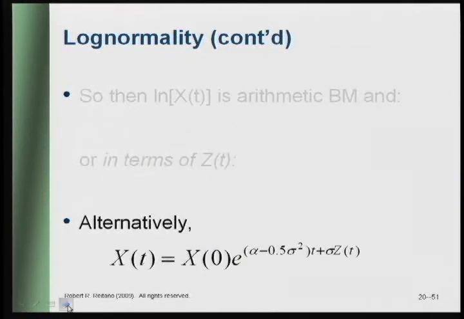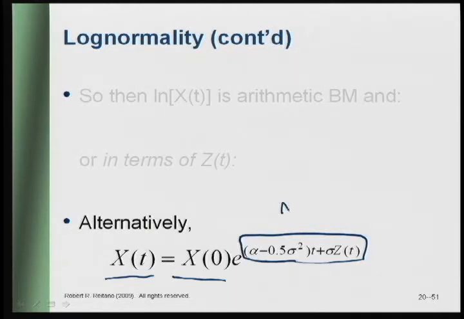Another way of expressing this same thing, and we saw this earlier, is that x at time t is a multiple. It's the value at 0 with a return, and the return is normally distributed, with a mean of alpha minus a half sigma squared t and a variance of sigma squared t. And again, these are several ways of understanding geometric Brownian motion.